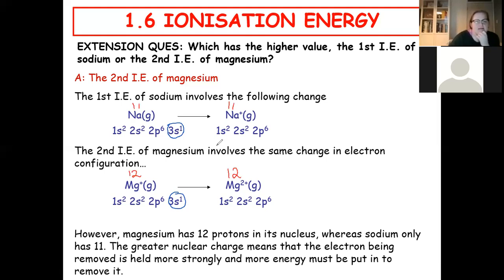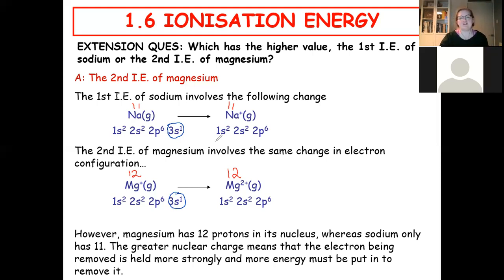So what's happened is, whilst they have officially the same electron being moved, an electron from the 3s1 orbital being removed, the same effects of shielding and atomic radius are in play. The difference here is the nuclear charge, because magnesium has 12 protons in its nucleus, whereas sodium only has 11. So we've got a greater nuclear charge in magnesium, which means that the electron being removed is held more strongly. So more energy must be put in to remove it.